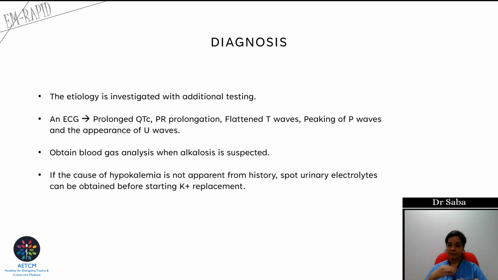And the other investigation that we do is the blood gas analysis when alkalosis is suspected. Now, if the cause of hypokalemia is not very apparent from history, because the patient has not presented with features like vomiting or diarrhea or weakness, then spot urinary electrolytes can be taken before we start with potassium replacement.